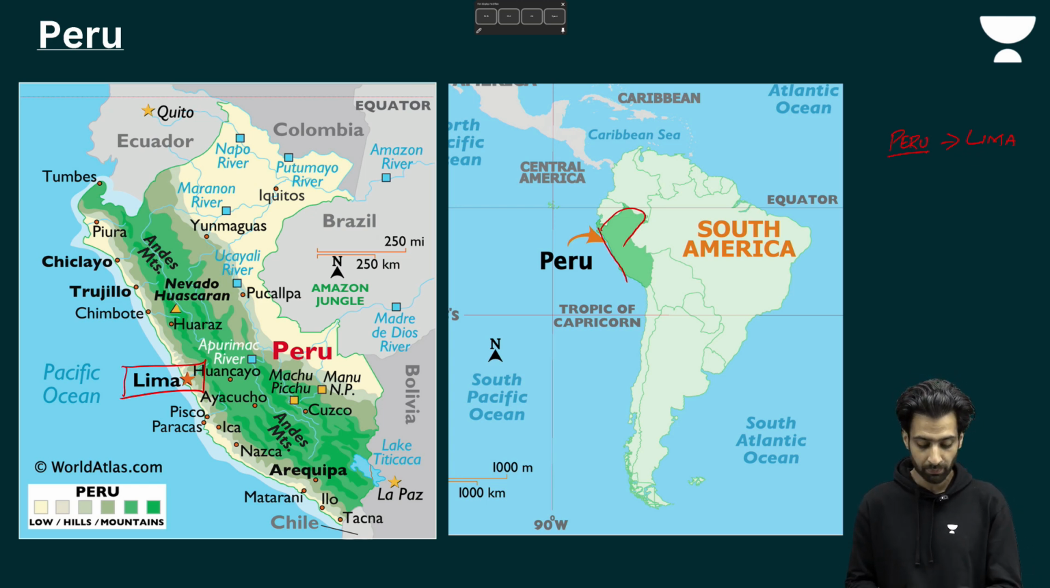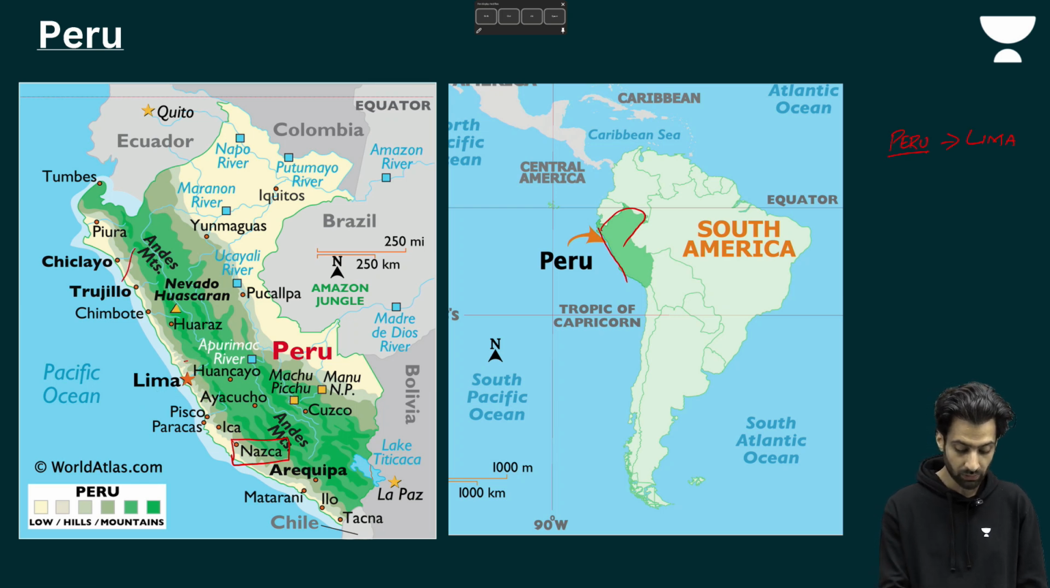So the capital of Peru is Lima, and remember this name, Nazca, N-A-Z-C-A. This is also located in Peru. We will talk about it when we talk about plate tectonics, the Nazca plate and other things. This will come into play there. Right now, you just have to remember the location of Nazca, where it is located in Peru, P-E-R-U, Peru. Clear? Another important thing about Peru is that the coast of Peru is rich in phosphates.